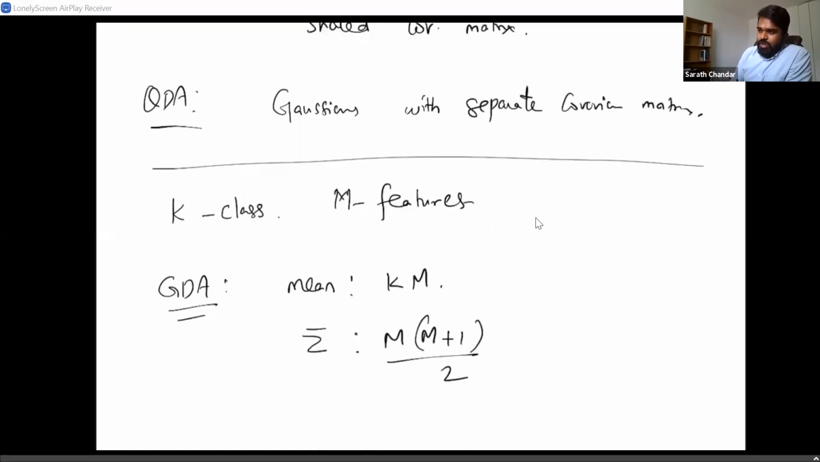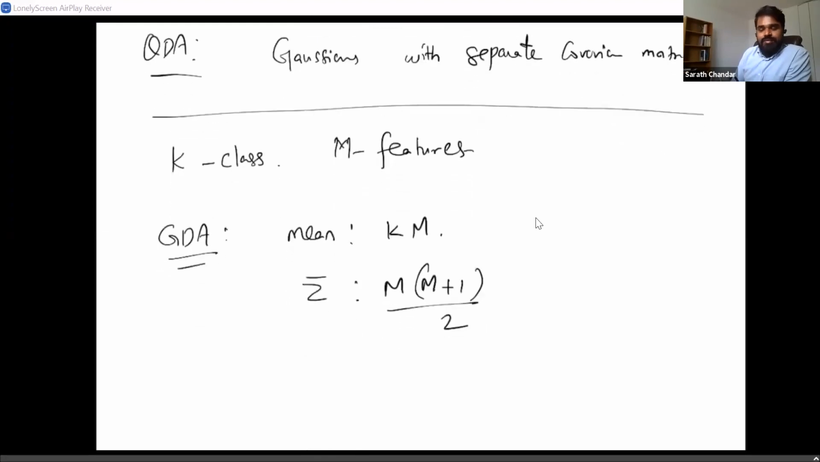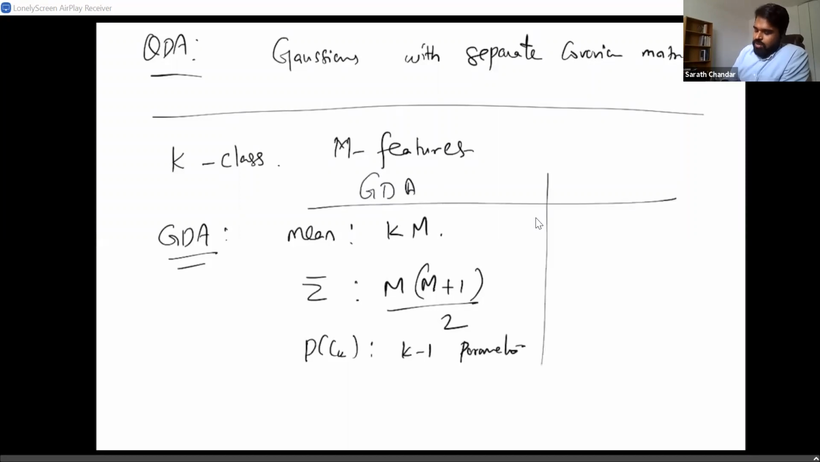And how many parameters do you need for the probability of CK, the prior probabilities? So there are K classes, so all the probabilities should sum to 1. So you only need K minus 1 parameters. Okay, so now this is for GDA. Now let's do the same for QDA.